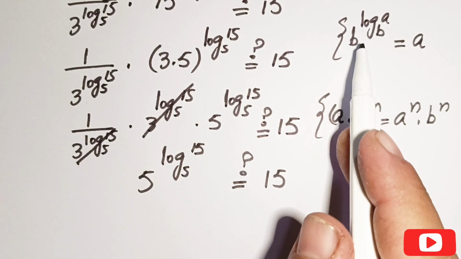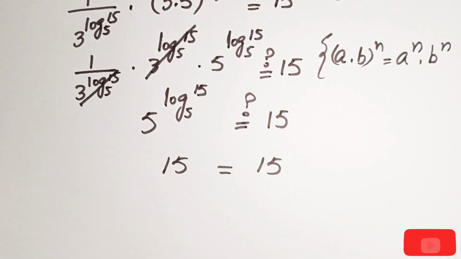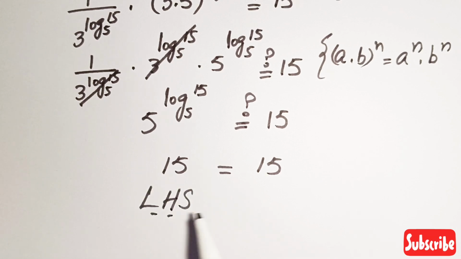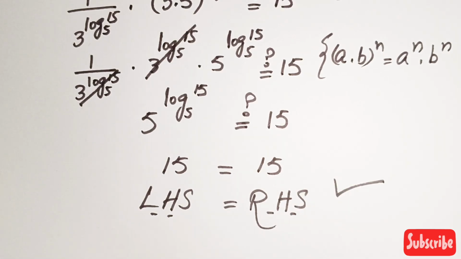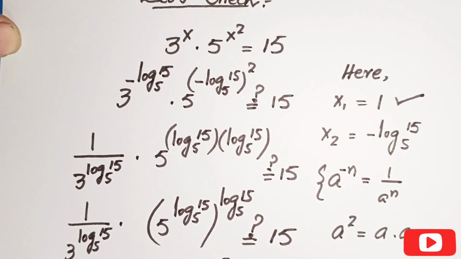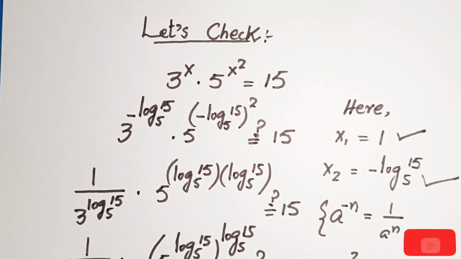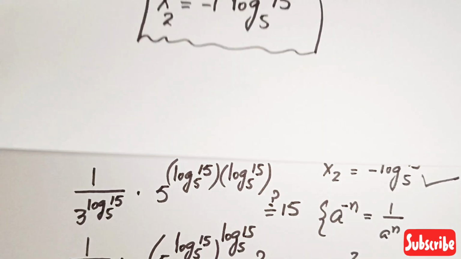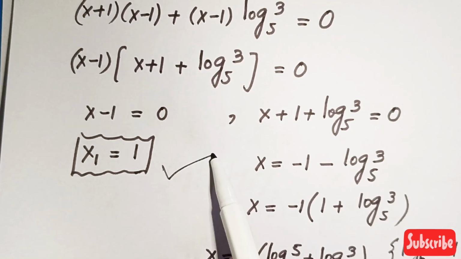Using this law again, we have the value of a equal to 15, and 15 is equal to 15. Hence we prove that the left hand side of this equation is equal to the right hand side of this equation. So we have proved that both values of x are valid for this problem. So this x1 and x2, these are valid, so it is our final answer. Now we are going to review our problem here step by step, that it is our answer, it is the second solution and it is our first solution.